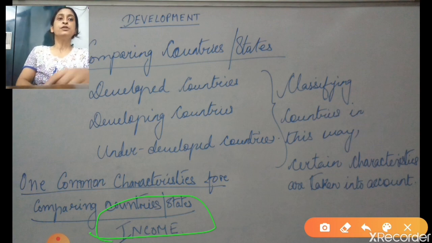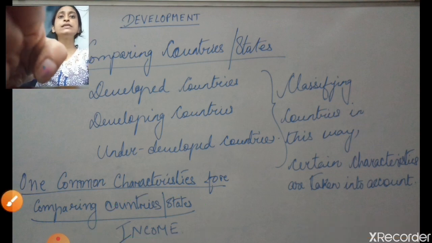Next, we see that, now why are we talking of income? On comparing countries, as you can see here, their income is considered to be the most important attribute.